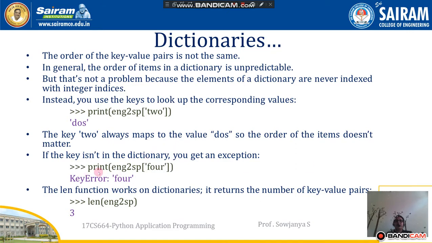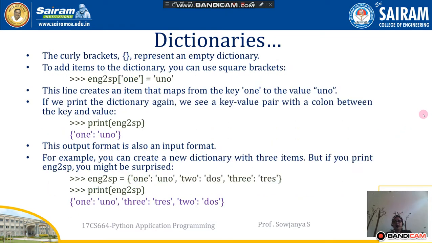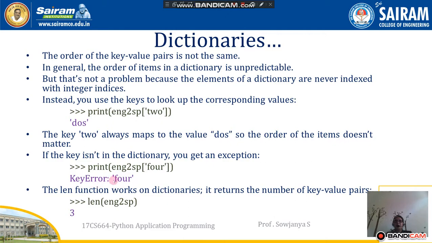So look at this example, print eng to sp of 4. Did you find any key 4 and its value here? No. So obviously your output is KeyError 4. That means there is no key 4 and no value for that particular key.